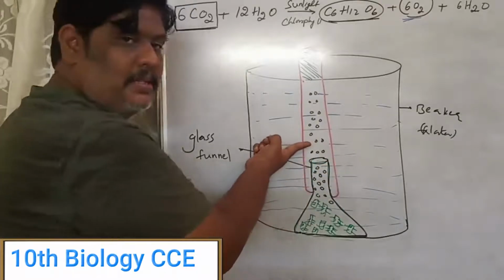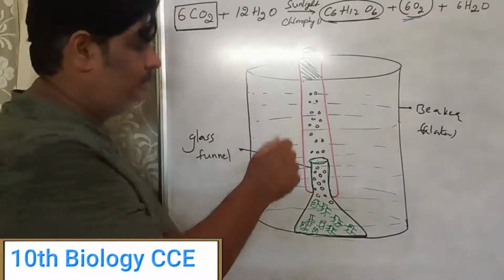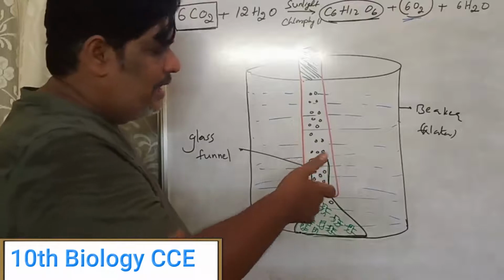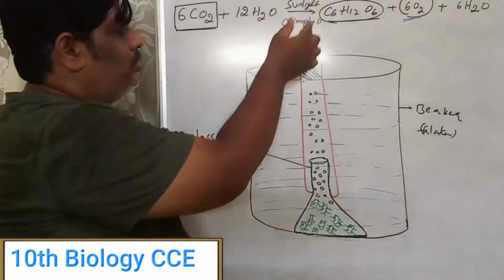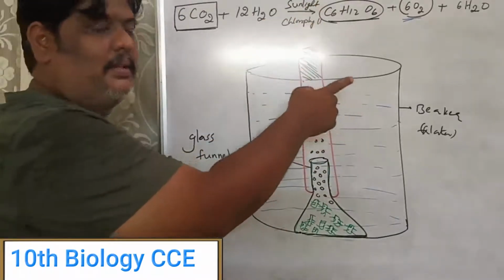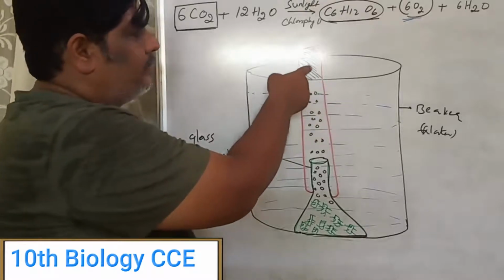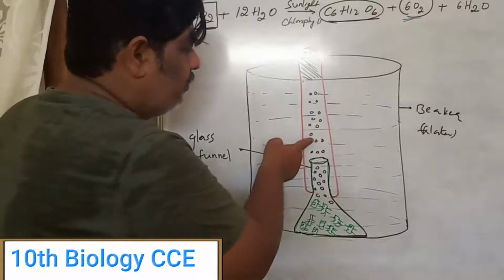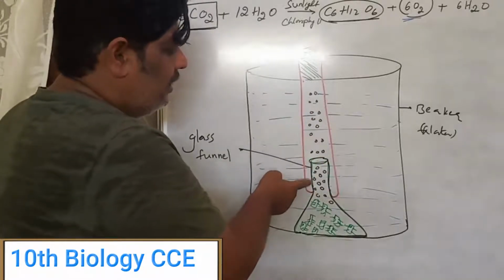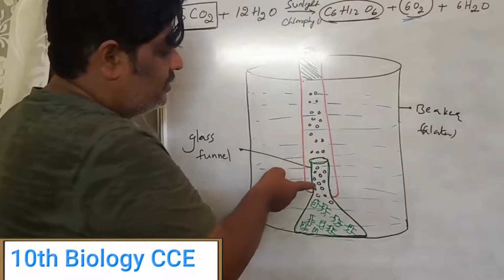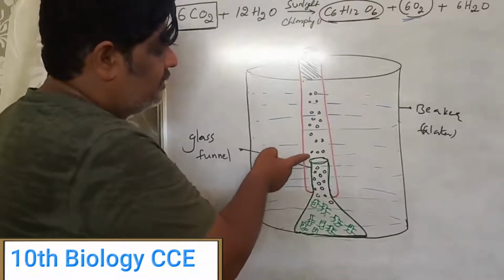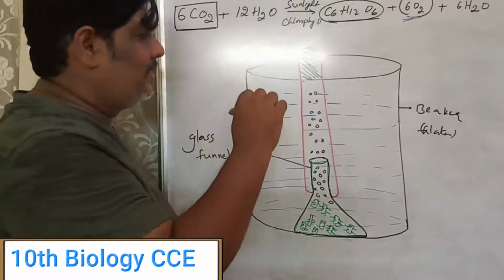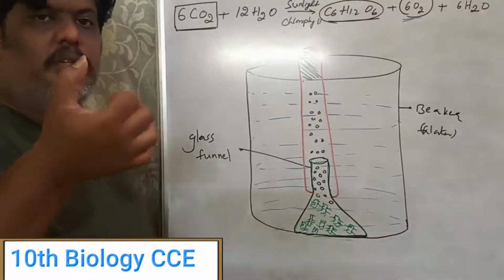When you come till here, you put your thumb on the mouth of the test tube. If you leave it like that and remove it outside, the gas will escape from the water. The gas which is in the test tube will escape. So when this test tube is completely out of the funnel, immediately keep your thumb on it, and then slowly remove it outside, and don't lose your thumb.